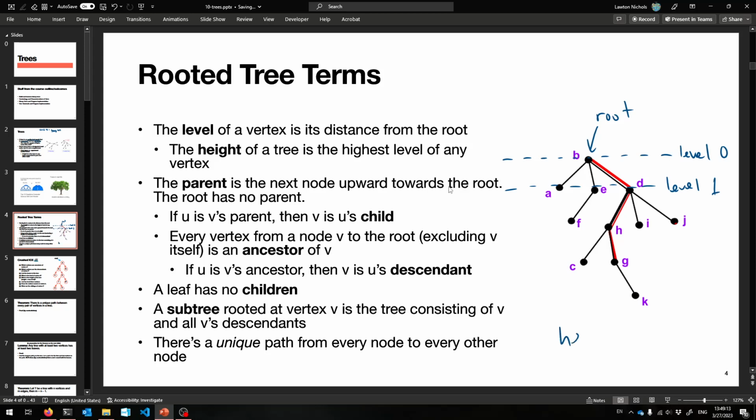It's the largest level of any node. Height equals 4 for this tree. And that's kind of just saying you have to follow 4 edges to get to the bottom. 1, 2, 3, 4 to get to the lowest point.